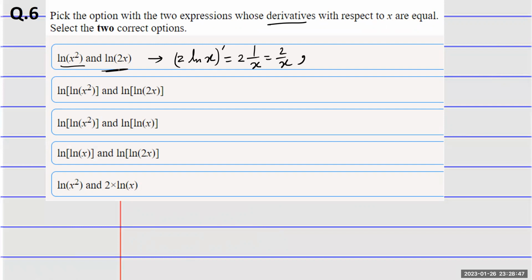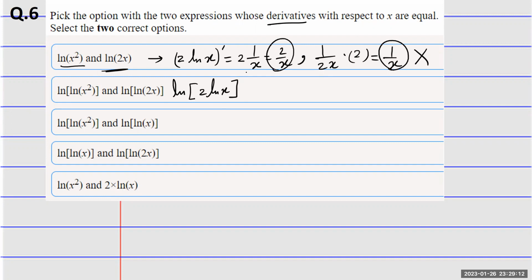And on the right-hand side, for ln 2x, the derivative is 1 over 2x times the derivative of 2x, which is 2. By simplifying, you have 1 over x. Look, it's 2 over x and 1 over x. The first one is incorrect. Here, ln x squared, and I can write 2 ln x, okay?